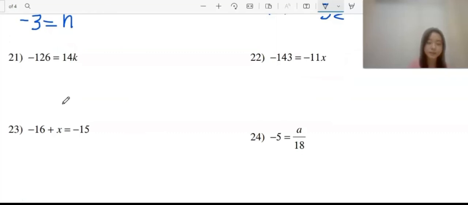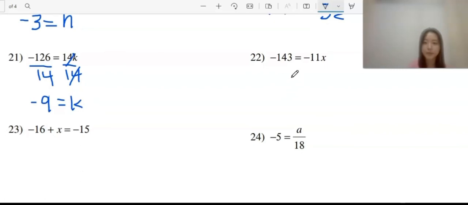Let's look at number 21. Negative 126 is equal to 14k. 14 is multiplied to k. We want to undo that. So we divide it. We divide 14. Remember, on the left side as well. So 14's cancel out. Negative 126 divided by 14 is equal to negative 9. So k is equal to negative 9.